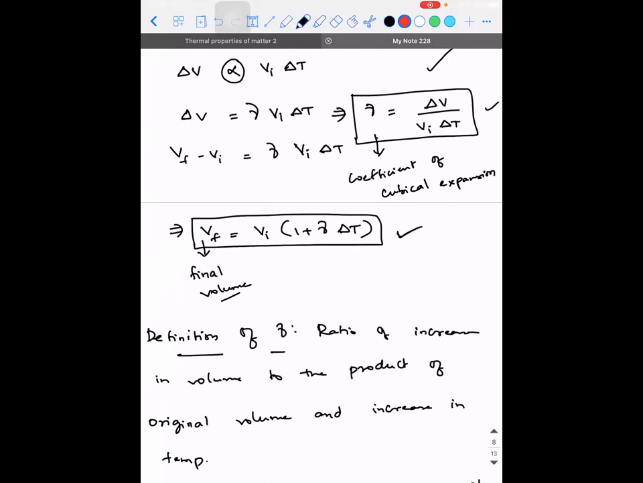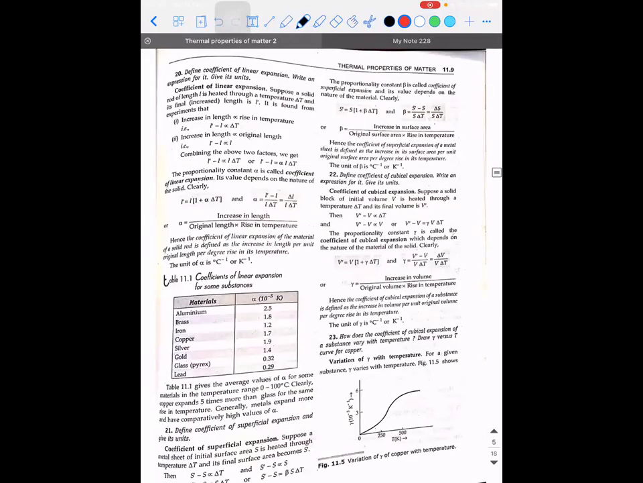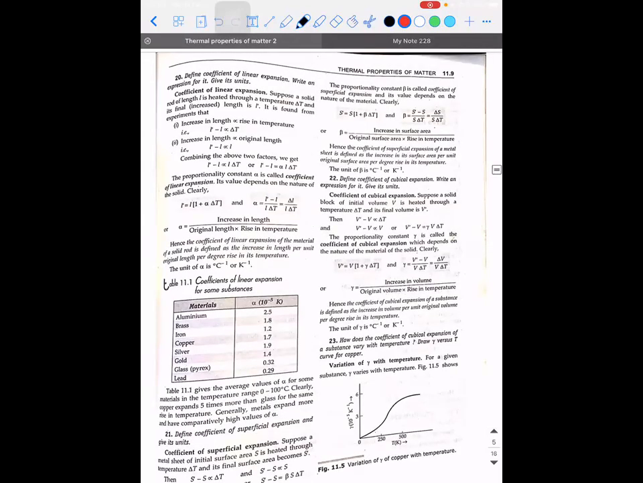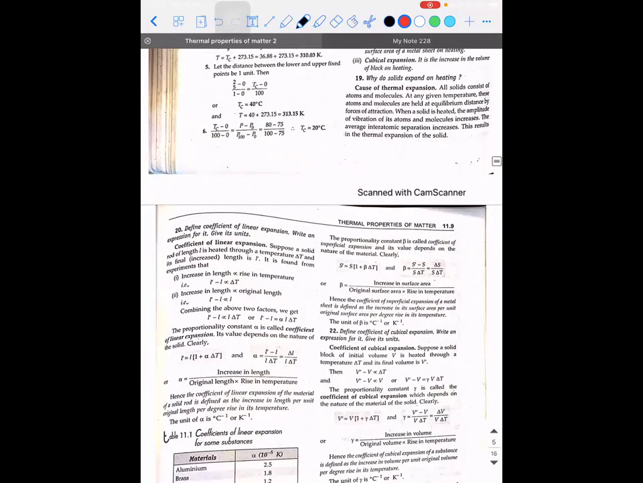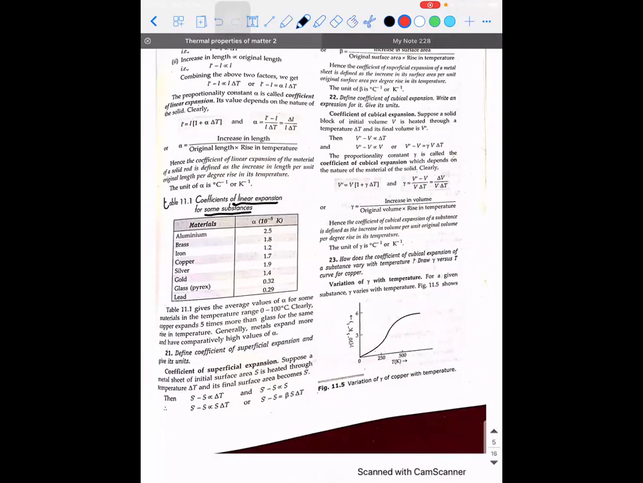Yes, sir. Okay. So this is all about alpha, beta, and gamma. Let's revisit the sheet. One important point to be observed is when you look at the values, the coefficients of linear expansion for some substances. These are all values which are already pre-calculated. They have given us the tabular column. All these are calculated using experimental observation. It's an approximate value. If you take aluminum, the coefficient of expansion is 2.5.